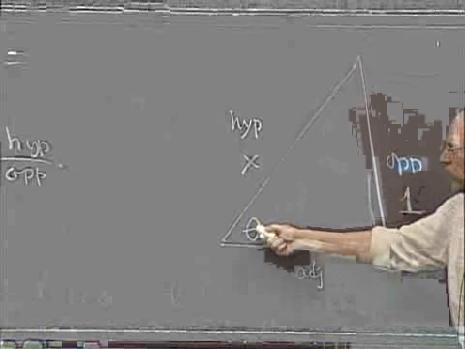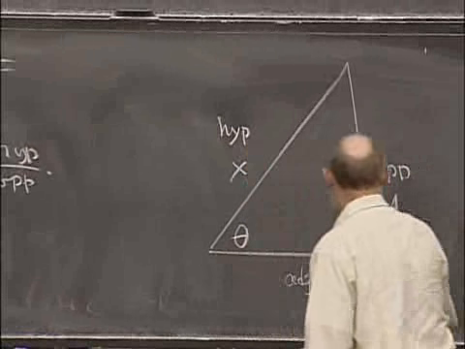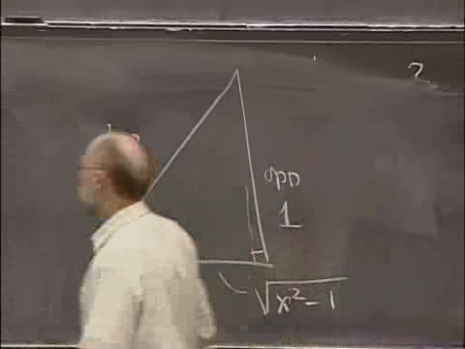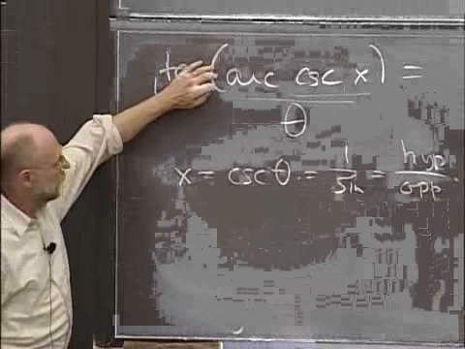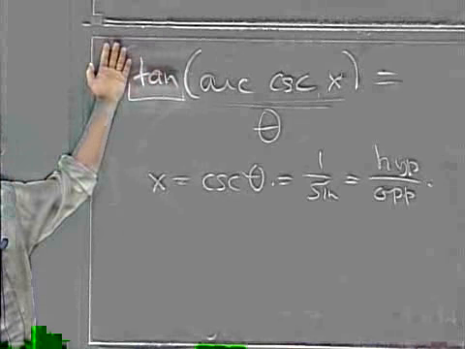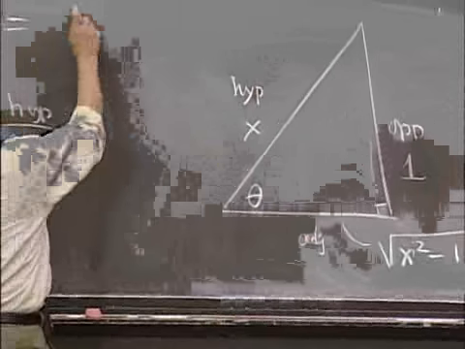So here's a triangle that exhibits the correct angle. This remaining side is going to be useful to us, and it is the square root of x squared minus 1. So I've got a triangle of the correct angle theta, and now I want to compute the tangent of that angle. Well, that's easy. That's opposite divided by adjacent. And so I get 1 over the square root of x squared minus 1.